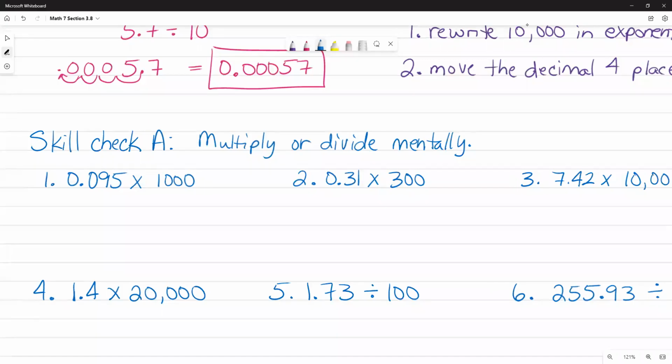Okay, so let's see how you did. So for number 1, am I going to move my decimal place 3 places to the right or to the left? I'm multiplying, so I move them to the right. My number is going to get bigger. 1, 2, 3, right? Because I have 3 zeros. So what's my answer? 95.